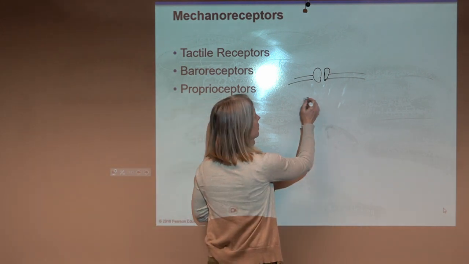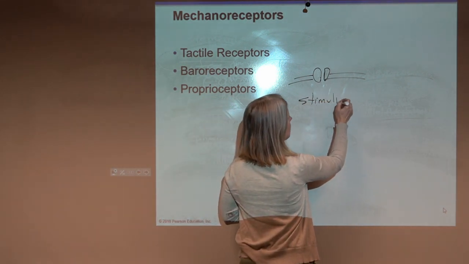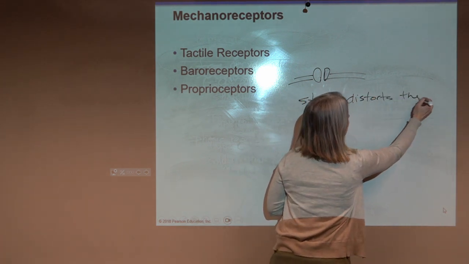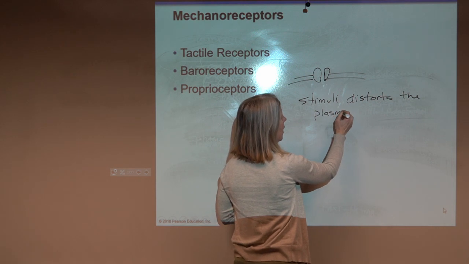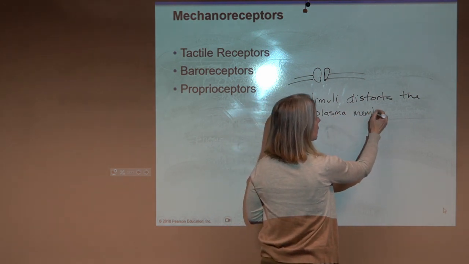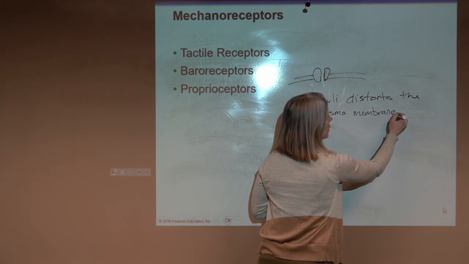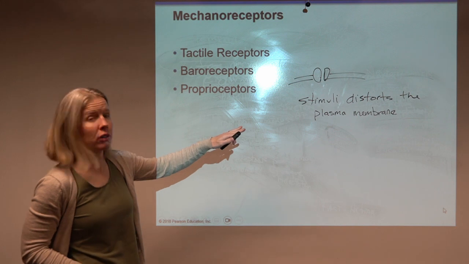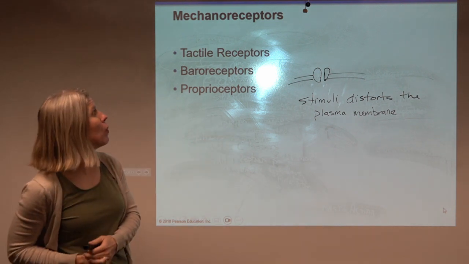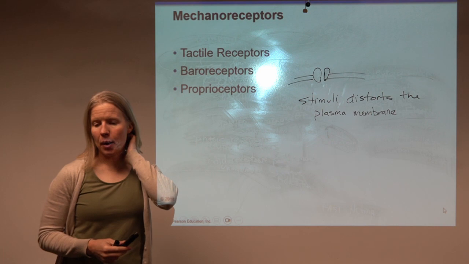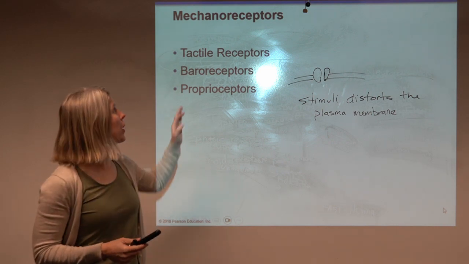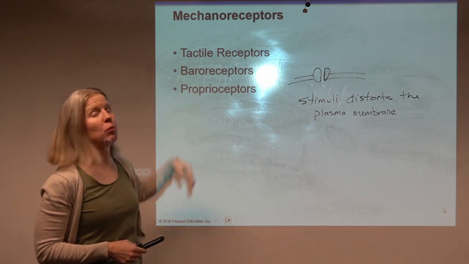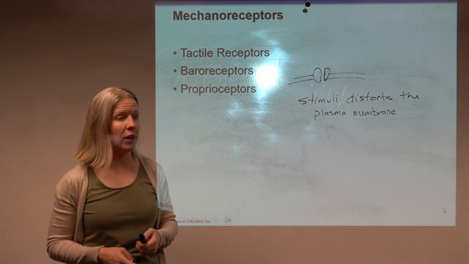So that's the big thing here: the stimulus distorts the plasma membrane. The easiest one to think about is probably touch. As you're pushing on that receptor, or pushing on that cell membrane, it might open this channel. But we also will see that pressure receptors inside of the body, baroreceptors and proprioceptors, work this same way.